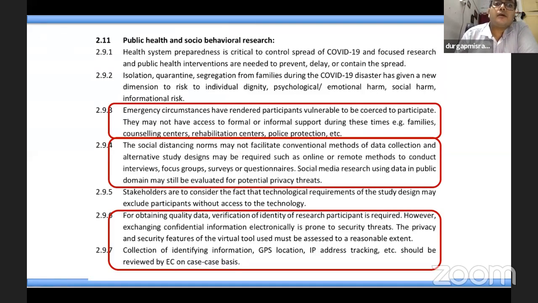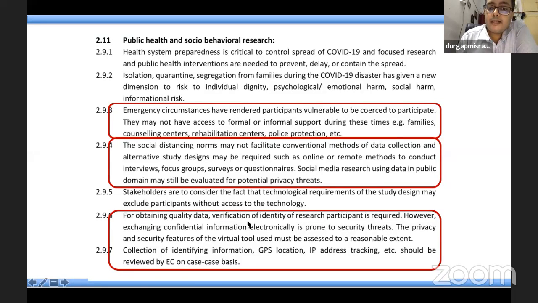So here, basically, they recognize the emergency circumstances that have rendered participants vulnerable to be coerced to participate. Patients with COVID-19 may not have access to formal or informal support. They're in the hospital, isolated, alone, away from their families. And social distancing norms may not facilitate conventional methods of data collection, or alternative study designs might be required, such as online or remote methods to conduct interviews, focus groups, surveys, or questionnaires. And social media research is something which Dr. Latika has extensively talked about and is gaining much more relevance in these times.